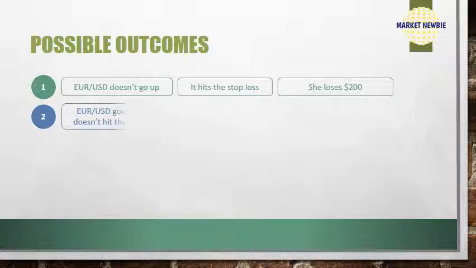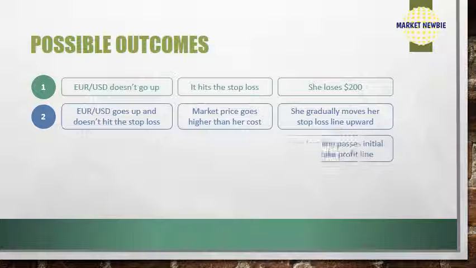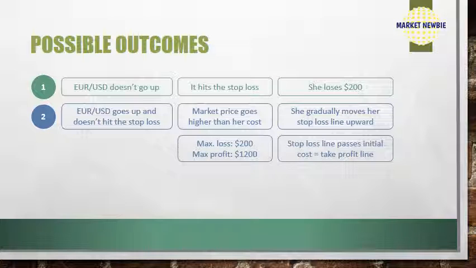In the second scenario, the currency pair does not hit her stop loss and it goes up. When the current market price goes higher than her cost, she starts to move her stop loss line upward gradually, depending on how quickly the current market price goes. She has to leave some room to let the currency pair fluctuate, otherwise she might end up closing the position too soon. When she moves her stop loss line past her cost, the stop loss will no longer be a stop loss and instead it becomes a take profit. In this scenario, the possible loss or profit will range from less than negative $200 to $1,200.